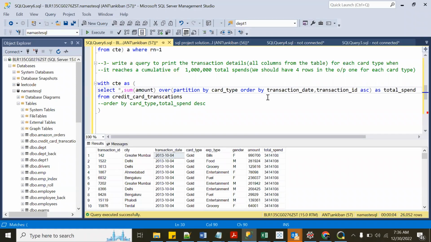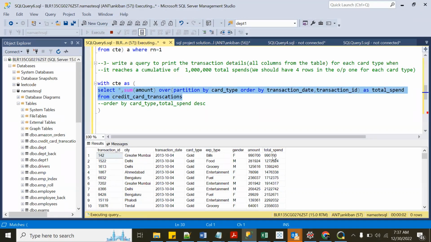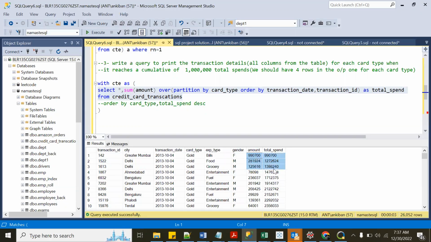Or what we can do otherwise. Okay. We are saying this should be fine. This should be fine because transaction date will be increasing always, right? So we will get first transaction first. Let's run this. Okay, so we are getting running sum now, right? So this is 990,700, and then this is the aggregation of this and this, and then this is the aggregation of this and this, right?